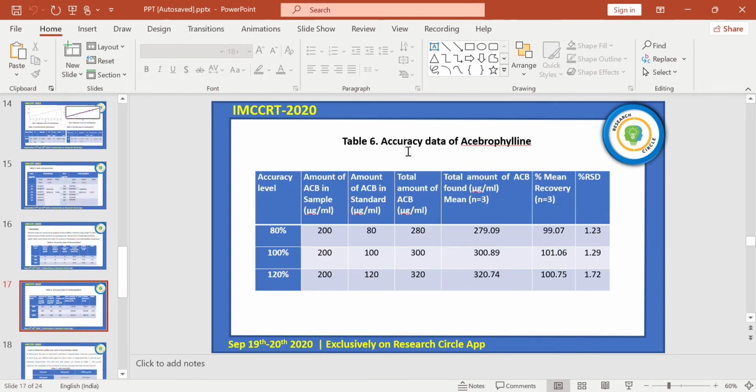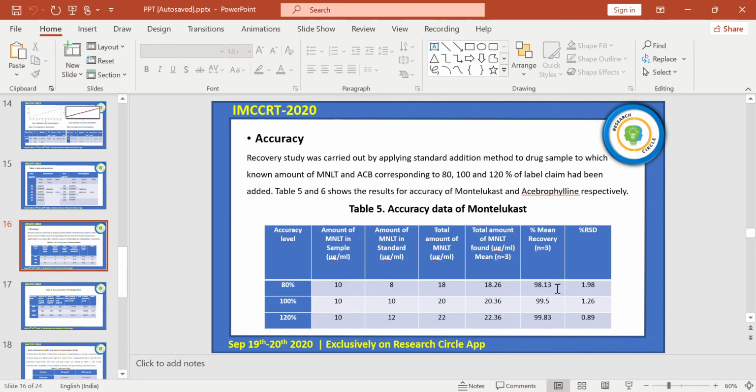This is the accuracy data of acebrophylline. Same, the accuracy levels were 80%, 100% and 120%. At 80%, the percent mean recovery of acebrophylline was found to be 99.07. At 100% accuracy level, the percent mean recovery of acebrophylline was 101.06%, and at 120%, the mean recovery was 100.75%. So the proposed method was found to be accurate.